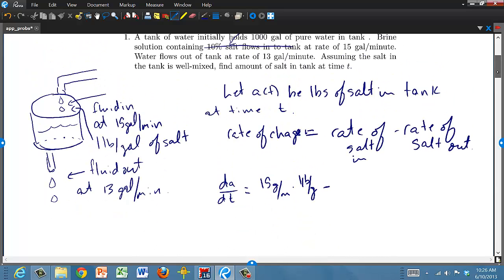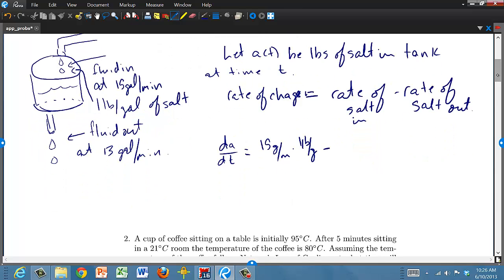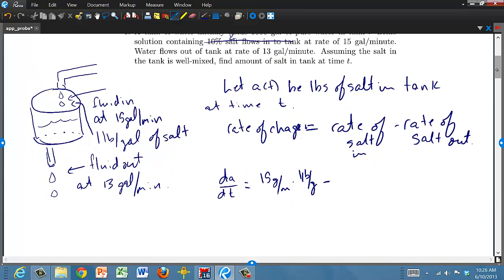Well, we can do a similar thing here. I know that fluid is leaving the tank at 13 gallons per minute. So once again, you have a rate of fluid coming into the tank here, and you have a rate of fluid leaving the tank here. Here you have a concentration of salt in the incoming solution. Now we need a concentration of salt in the outgoing solution. Now we don't know what that concentration is without knowing how much salt is in the tank.